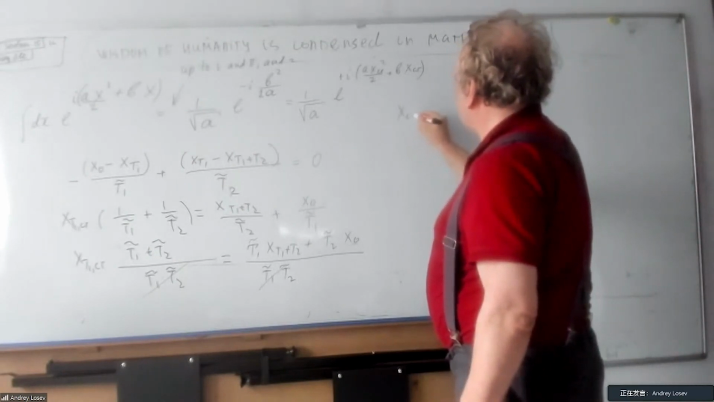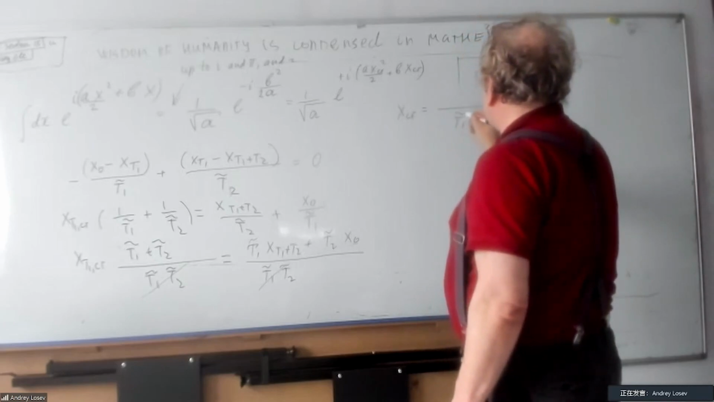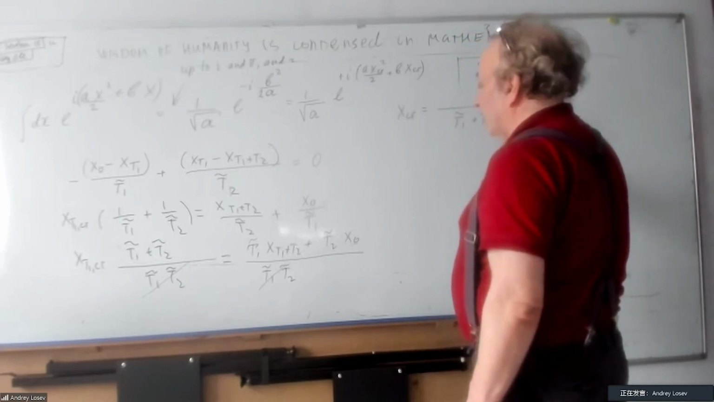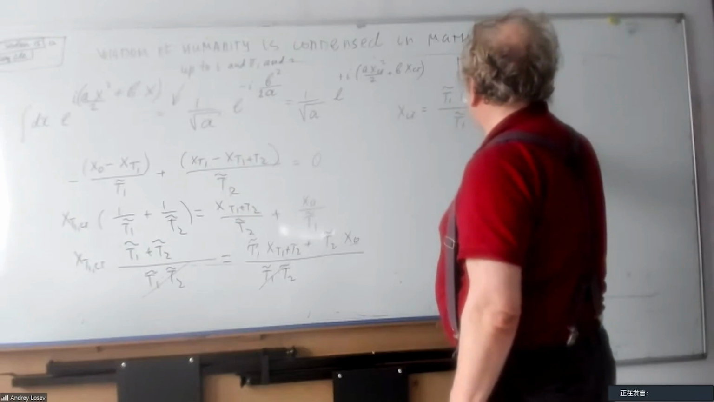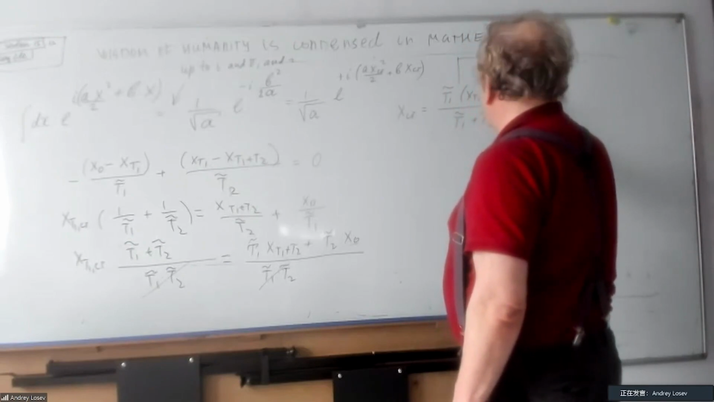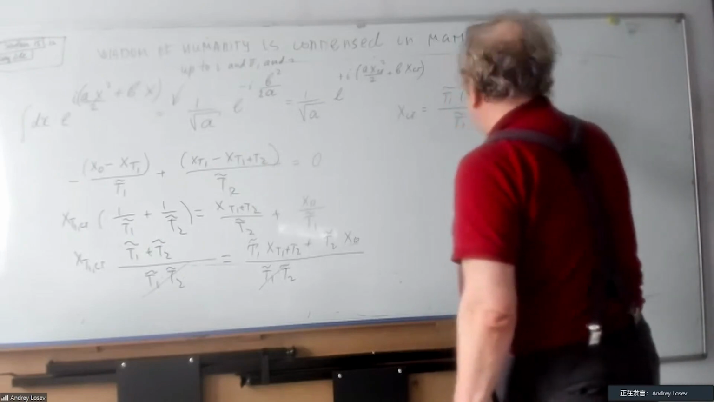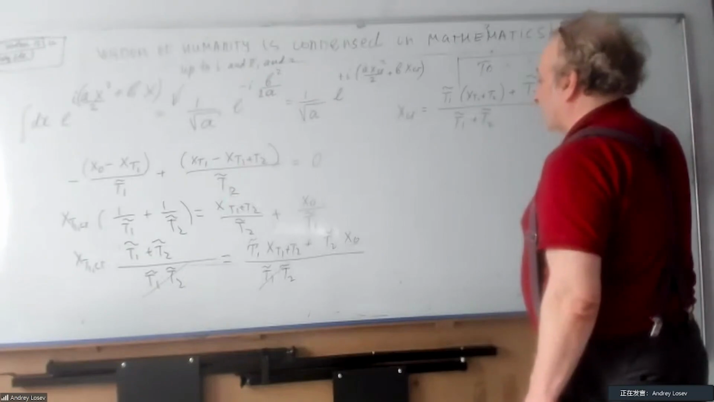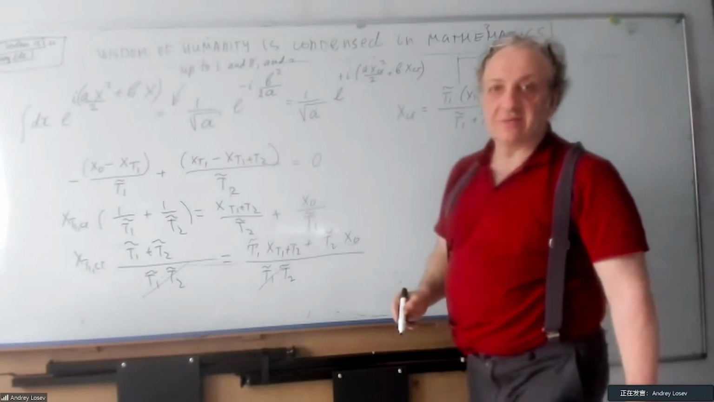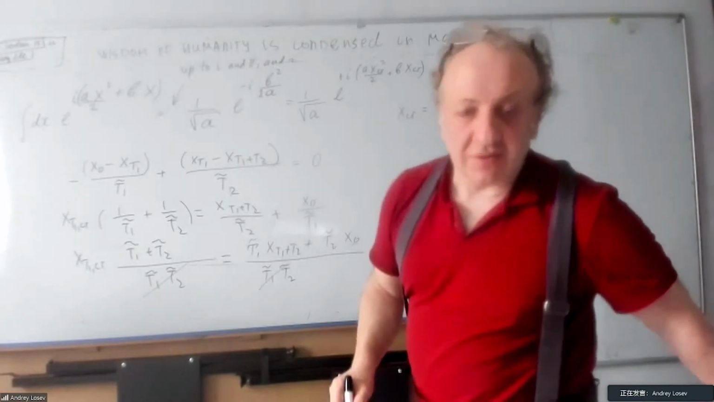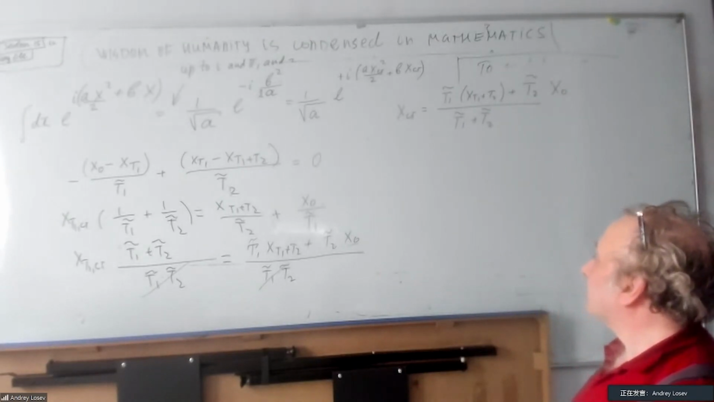So x critical is t1 tilde plus t2 tilde, and here I have t1 tilde x_{t1+t2} plus t2 tilde x0. Okay, I made the computation, but after I made the computation, I might look at the meaning of x critical.